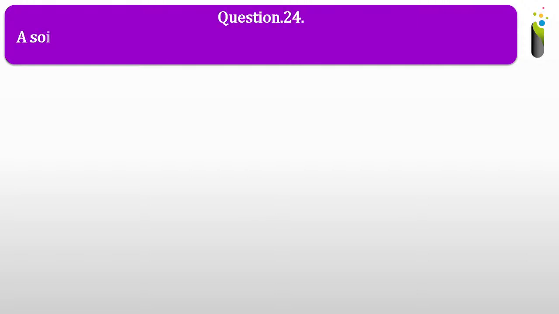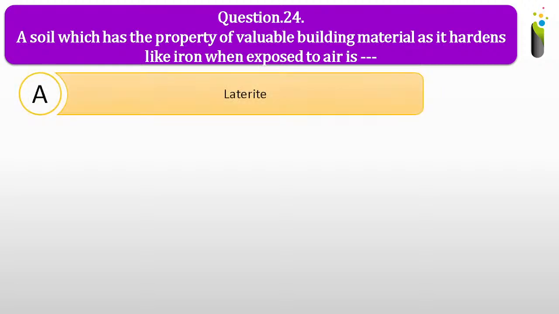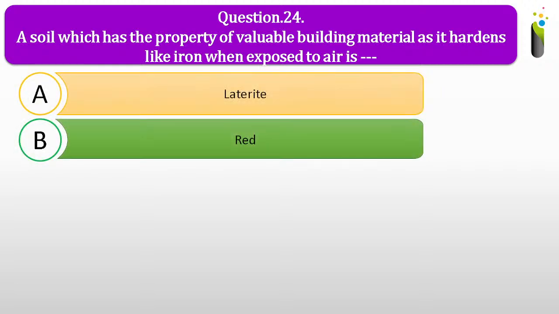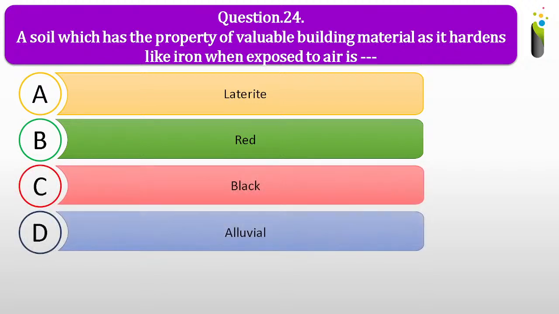Now going ahead with question number 24. A soil which has the property of valuable building material as it hardens like iron when exposed to air is dash. A. Laterite, B. Red, C. Black, D. Alluvial.